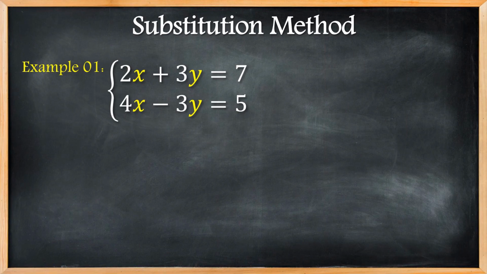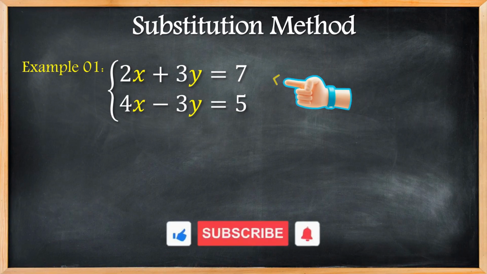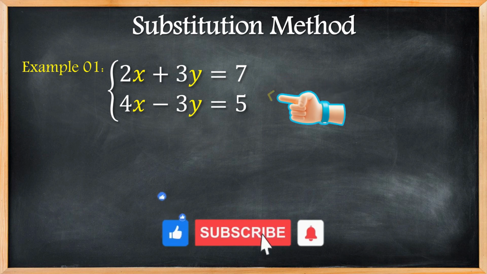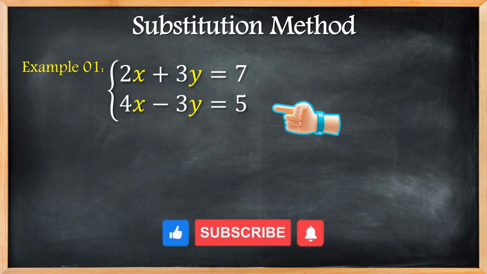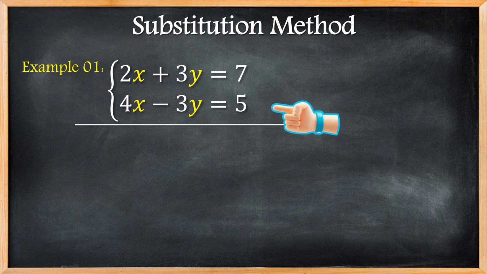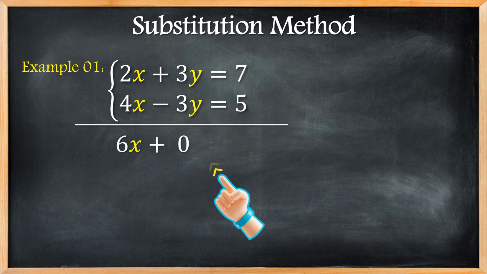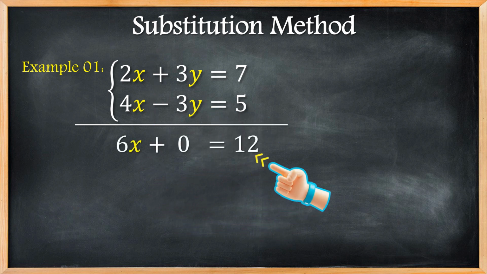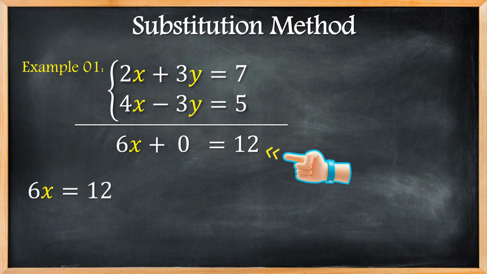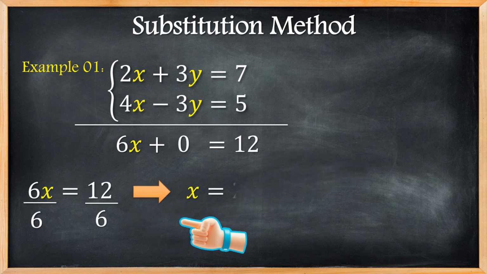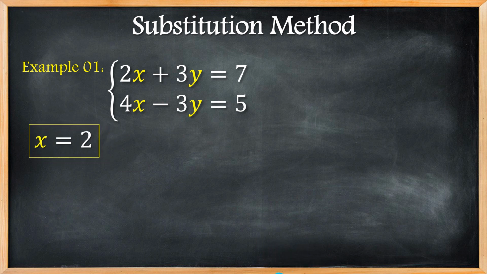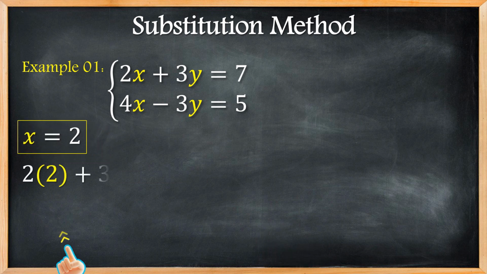We are given the system of equations: 2x + 3y = 7, 4x - 3y = 5. First, we add the two equations together. Notice that positive 3y and negative 3y cancel out, leaving us with 6x = 12. Now, solving for x, we divide both sides by 6. x equals 2. We now have the value of x. In the next step, we will substitute x = 2 into one of the original equations to find y.